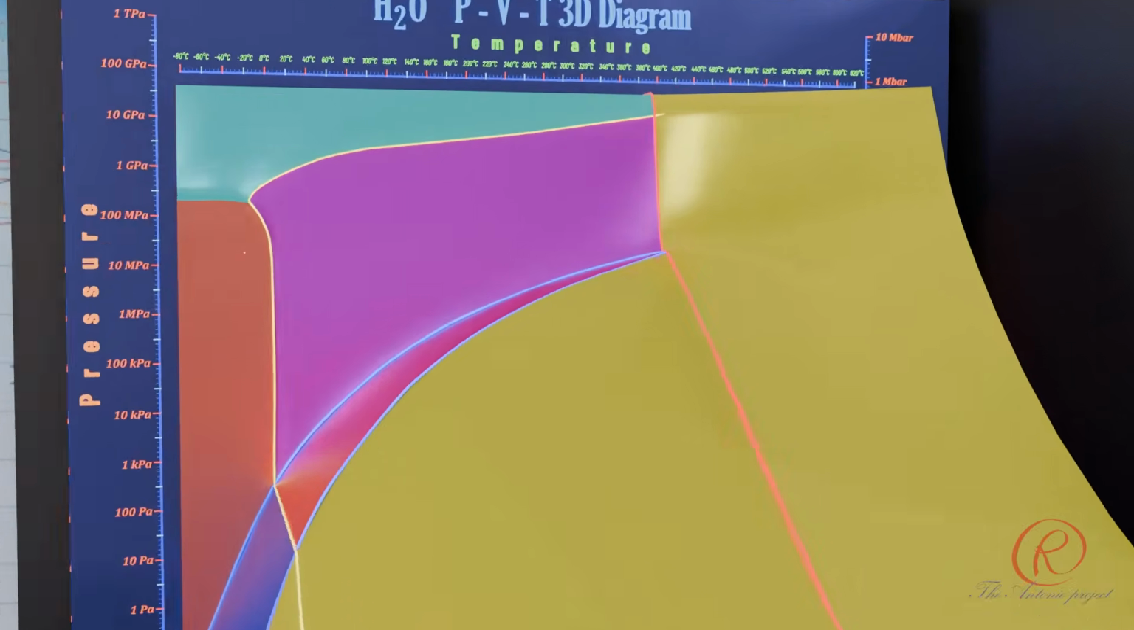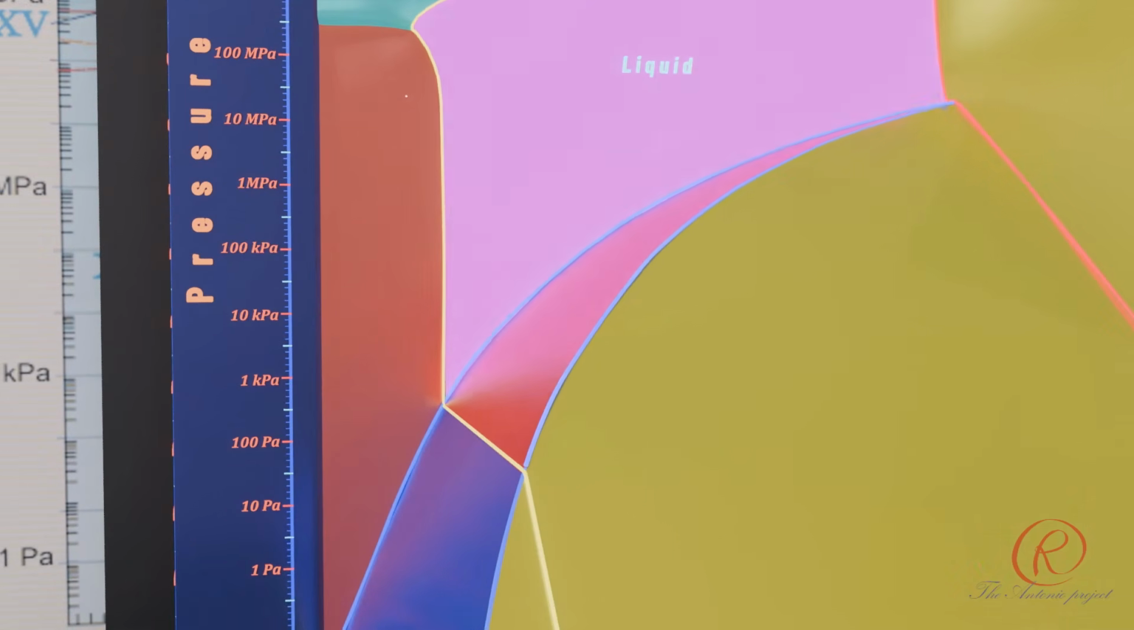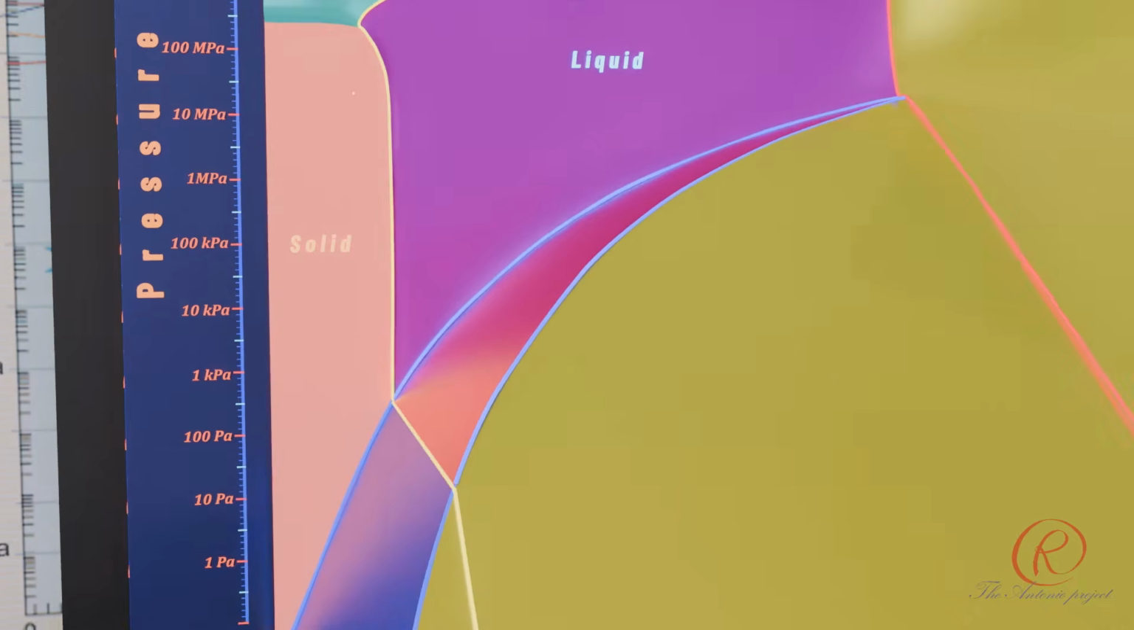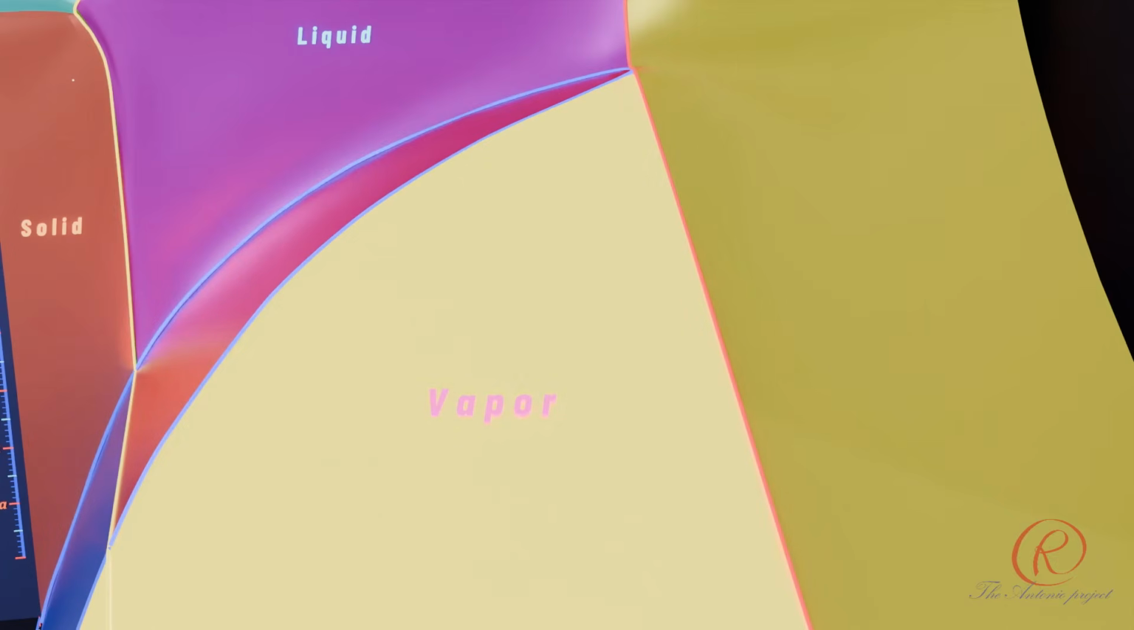Following are the features of the PVT diagram. Liquid region, the area between the fusion and vaporization curves, where the substance exists entirely as a liquid. Solid region, the area below the fusion and sublimation curves, where the substance exists entirely as a solid. Vapor region, the area below the vaporization and sublimation curves, where the substance exists entirely as a vapor.